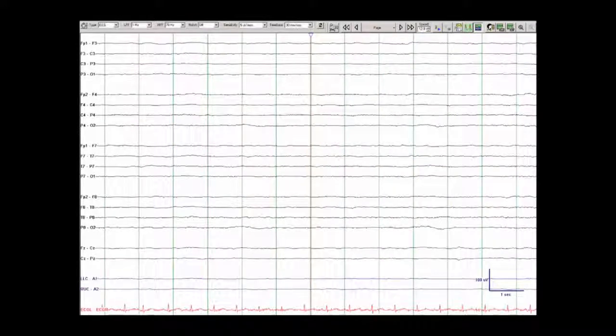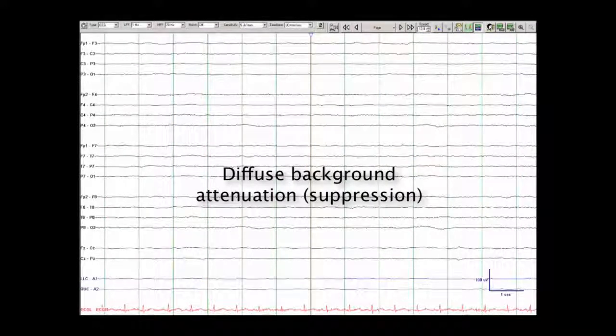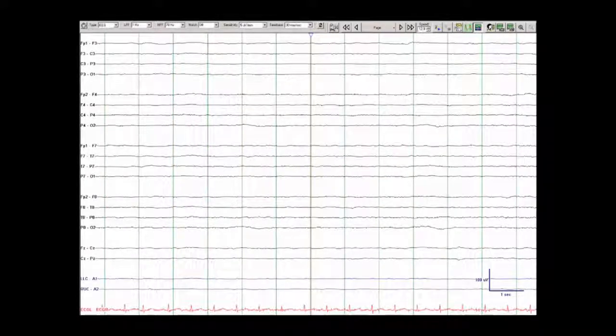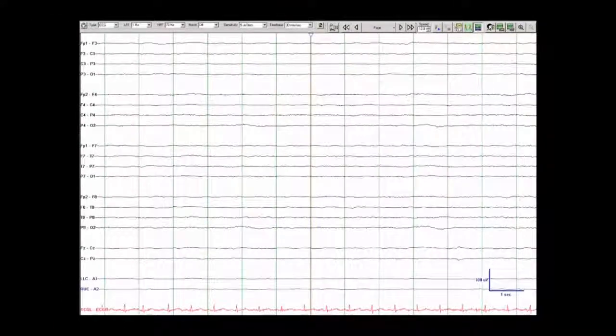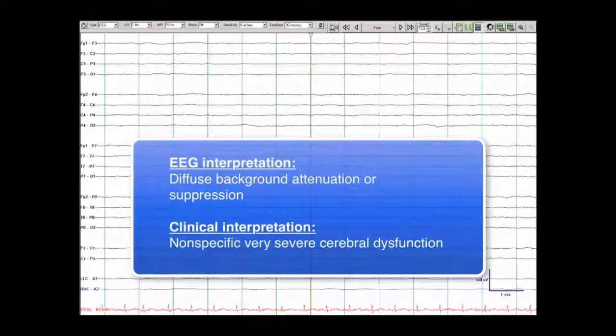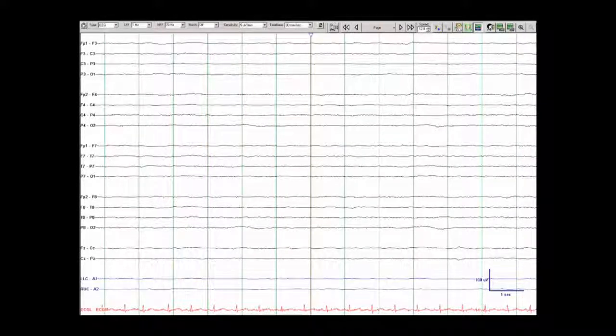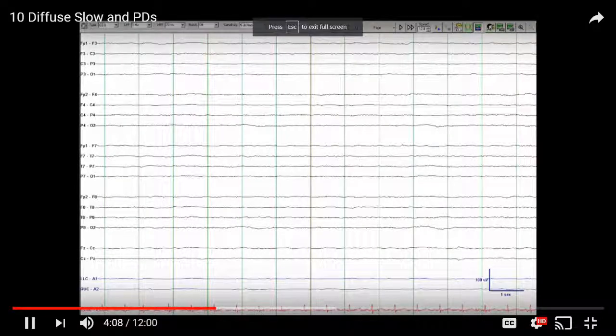On the most severe end, you see diffuse attenuation. Here we have virtually no identifiable background brain activity, despite the fact that our sensitivity is at 5 microvolts per millimeter. Very low background activity might not be able to be picked up with routine EEG recordings, but we can say that this is at least diffusely attenuated, if not isoelectric. Again, this can be seen with severe brain dysfunction, but can also be seen after the administration of high doses of sedating medications. Diffuse attenuation can also be seen temporarily in the postictal period, especially after generalized seizures.